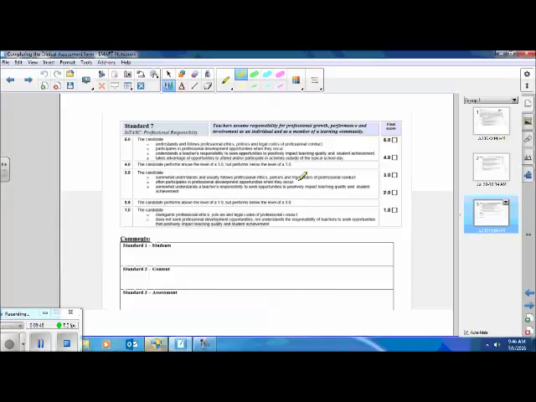At the next bullet, we're looking at somewhat understands a teacher's responsibility to seek opportunities to positively impact teaching quality and student achievement. So them talking about looking for opportunities, talking about maybe attending a professional development outside of the regular day.